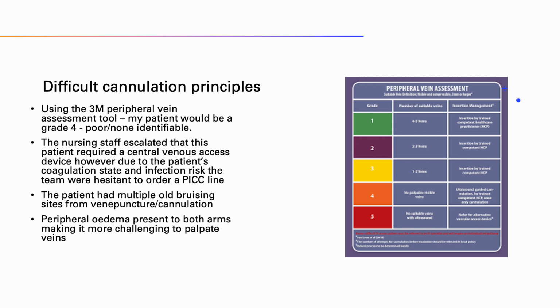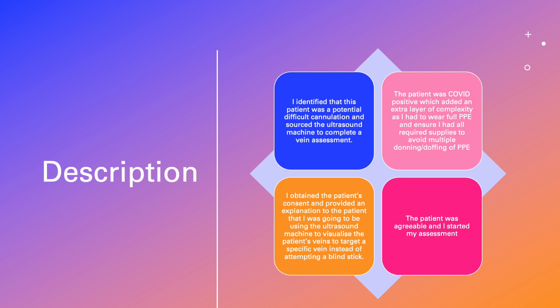She had multiple old bruising sites from previous venipunctures and failed cannulation attempts. She also had quite a lot of peripheral edema, which made it quite hard to palpate any veins. So I identified this patient was going to be a likely difficult cannulation. I sourced the machine to complete a vein assessment. I obtained the patient's consent and they were happy to proceed. I discussed that we were going to use the ultrasound to target a vein instead of going in blind.